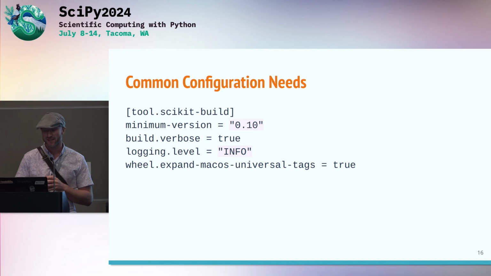You can change verbosity. For the last line, that's to enable us to work around a bug with the older pip version that is not expanding the macOS tag properly, or to be able to build wheels that will work with older versions of pip.